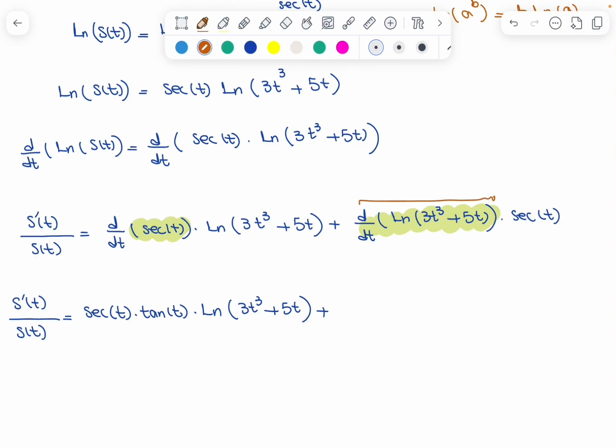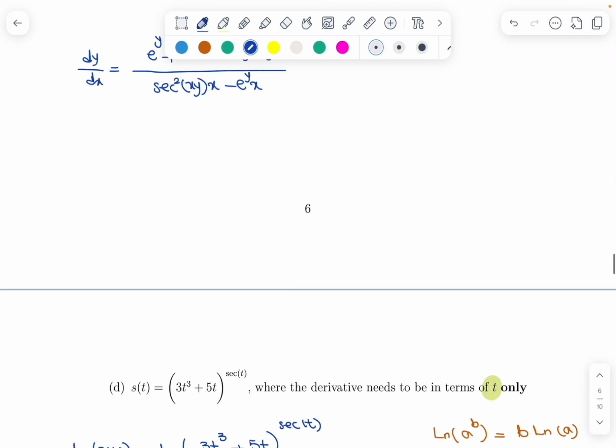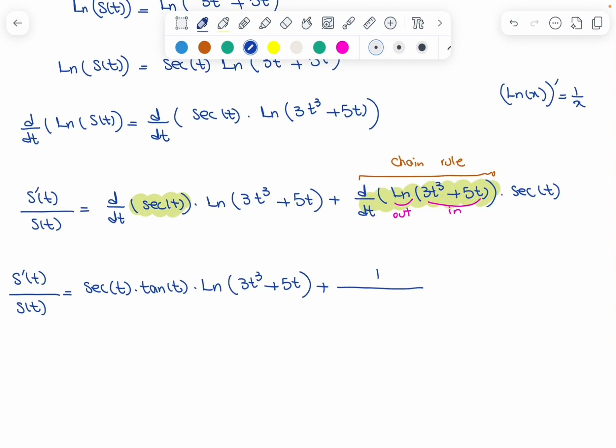To find the derivative of this function, you must use the chain rule, because you have a function inside another function. In this case, the outside function would be ln, and the inside function would be 3t cubed plus 5t. Therefore, by using the chain rule, the derivative would be the derivative of the outside function. The derivative of ln of x would be 1 divided by x, but you must plug the inside function back in. Therefore it would be 1 divided by 3t cubed plus 5t times the derivative of the inside function, the derivative of 3t cubed plus 5t, times secant of t.